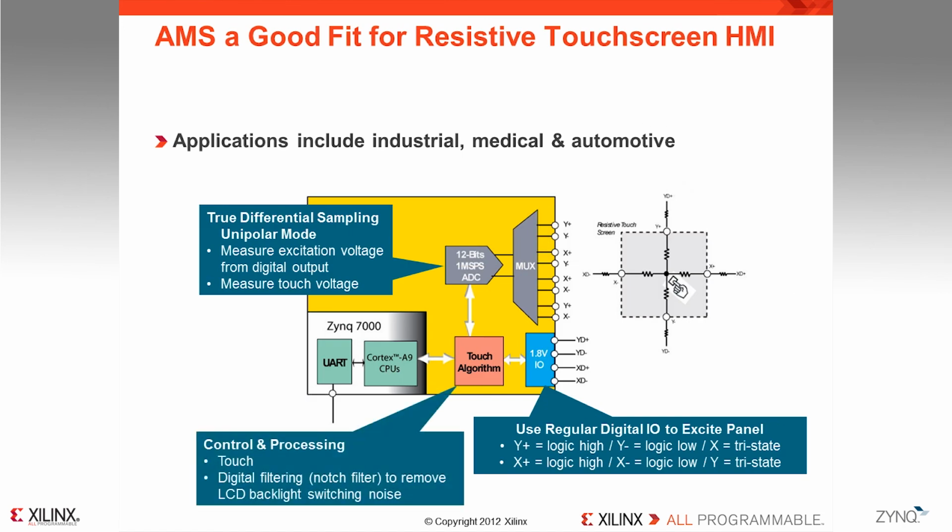AMS is also a good fit for HMI resistive touchscreen applications found in various industrial, medical, and automotive systems. Here, the XADC measures the X and Y coordinates with differential sampling. You can use the digital IOs to excite the panel, and again, once you get the XADC measurement digitized, you can do the control and processing algorithms for various filtering and enhancements. And the PS can be leveraged for the user interface and touchscreen calibration.